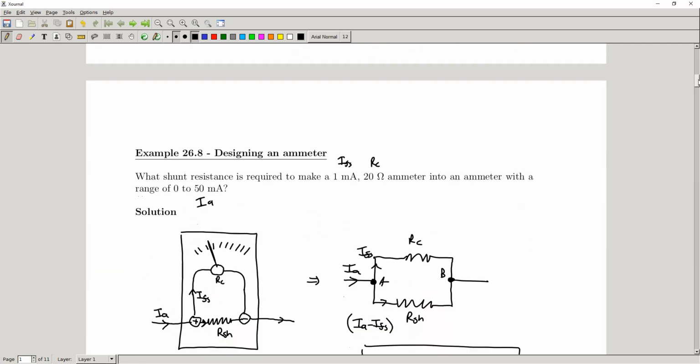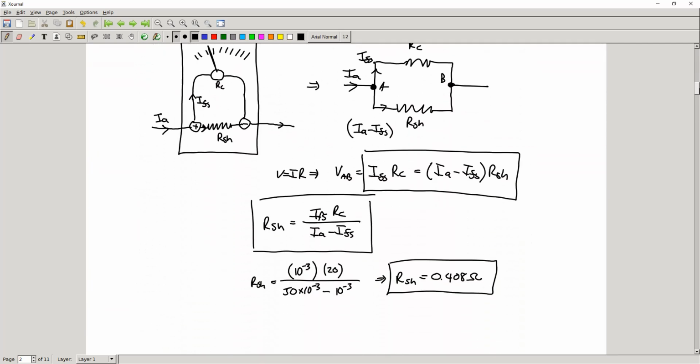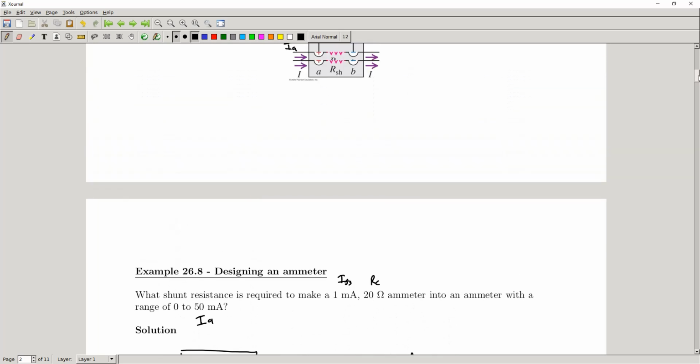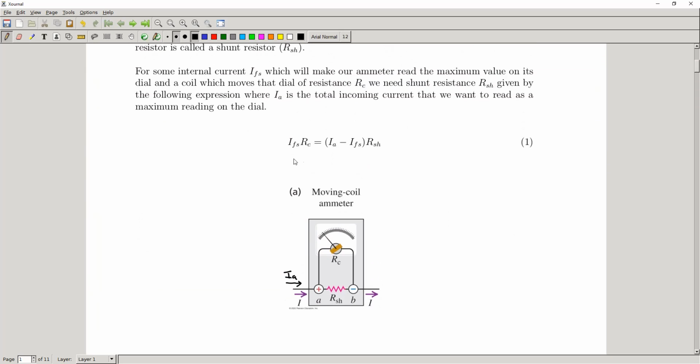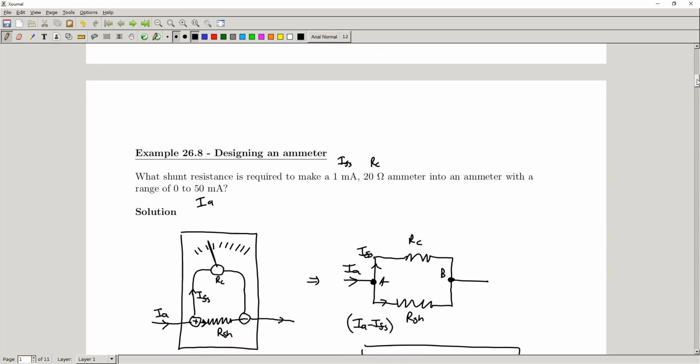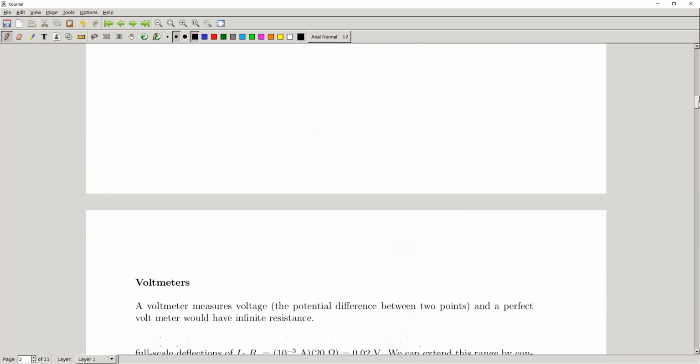I don't use them very often here, so we might see these in some problems. It's important to know how they work, but you probably won't use this calculation too much outside of a lab, when you're trying to figure out how to set up your ammeter so that it gives you the readings that you want.